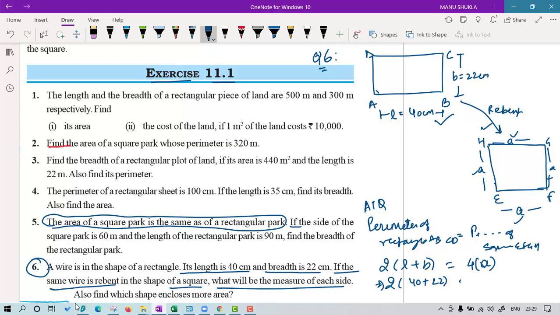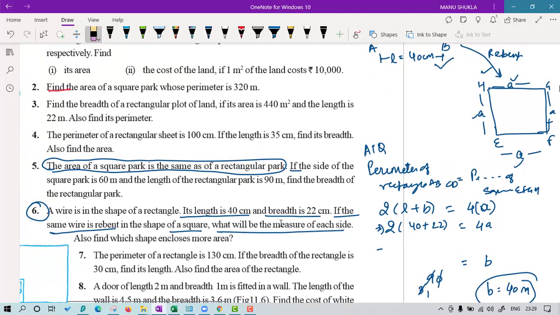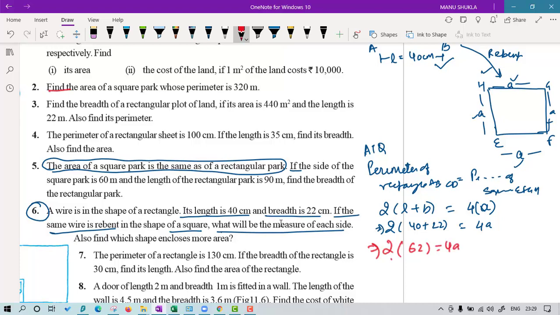Further solving, what will we get? Let me erase this extra part. Okay, so now we have twice 40 plus 22, which is 62, equal to 4 into A. I will not multiply these two. You know my trick that before multiplication, if I can simplify it, I will go for that. 2 2s are 4, 2 3s are 6, and 2 1s are 2. So 31 is the dimension of our square. So A equals 31 centimeter, if I am not wrong.